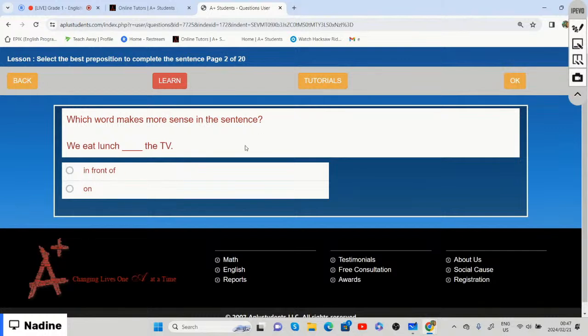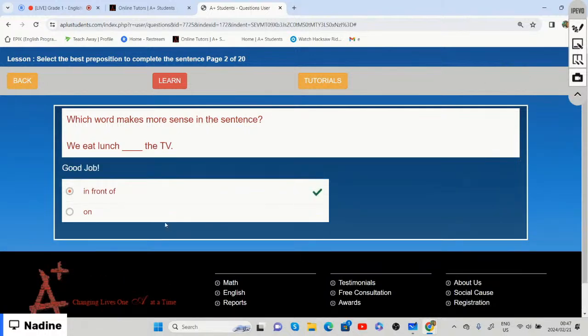All right, and if we were to choose the correct one, we will say we eat lunch in front of the TV because we sit in front of the TV and eat lunch.